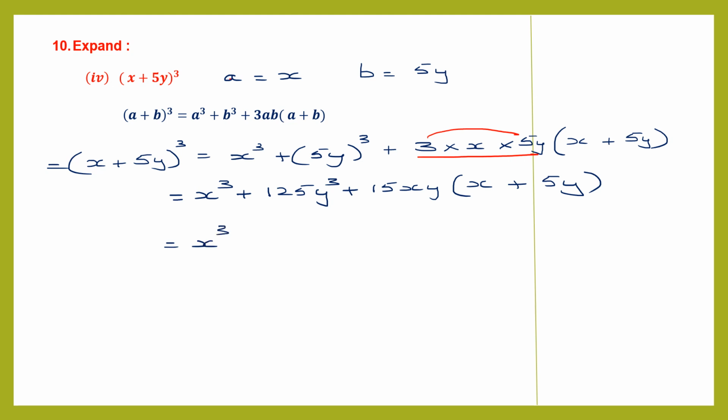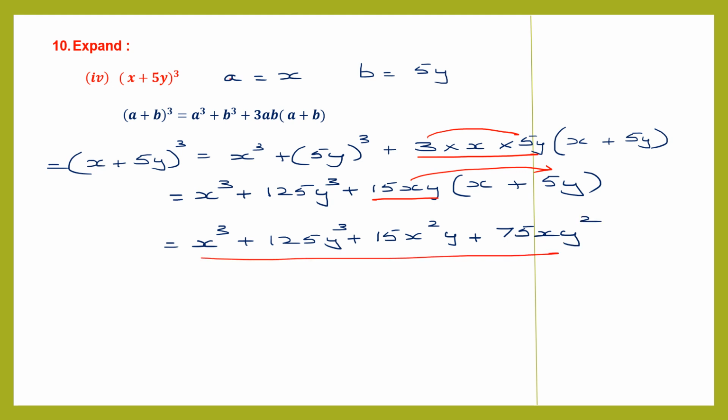So let's write x cube plus 125y cube as it is, plus, now here we have to multiply 15xy into x. So 15, the number is the same. There are two x there, so x into x is x square y. Now we finished multiplying with this. We are going to multiply now 15xy with 5y. The sign is plus. 15 5s are 75. This 1x and 2y, so y square. So final answer is x cube plus 125y cube plus 15x square y plus 75xy square.